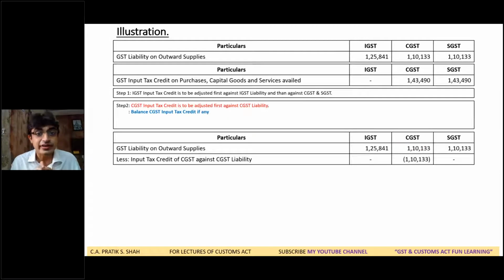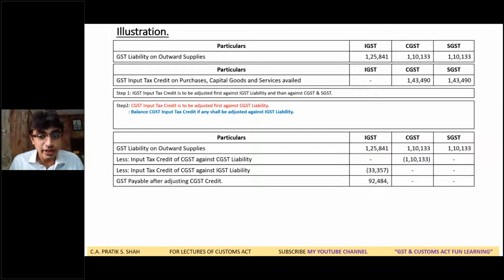The balance CGST ITC, whatever is left, 33,000, will be given to India, meaning IGST. So the balance 33,000 has been given to IGST. So what happened here? Finally, IGST of 92,000 is still payable. India still has a shortage.